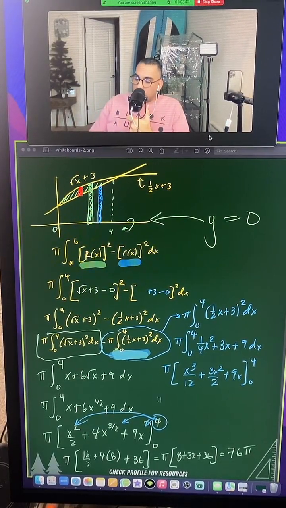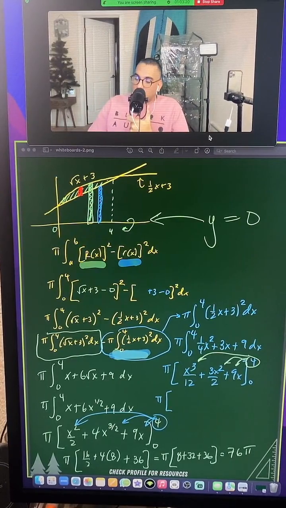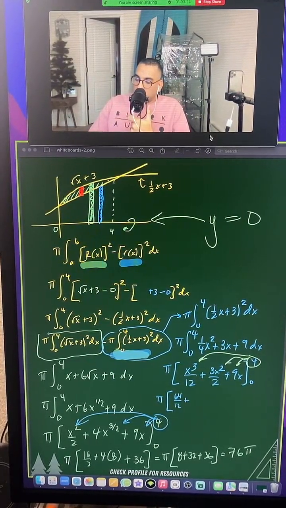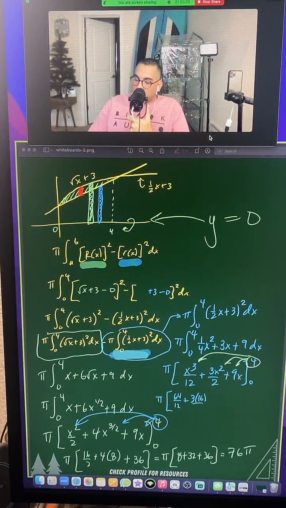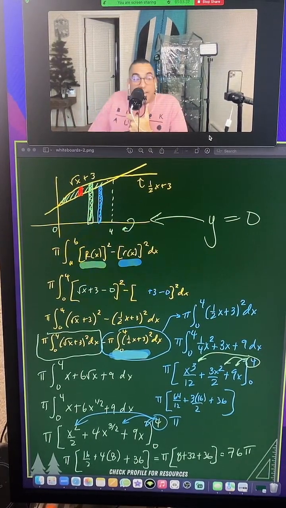All right, guys, so let's go ahead and plug this in. When I plug in the 4, I'm plugging it into everything. So that becomes 4 cubed, so 64 over 12 plus 3 times 16 over 2 plus 36. Okay, so let me simplify this, guys. I'm trying to be as cautious as I can. I can erase this. I can't make it smaller, which sucks. But luckily for us, this is our last problem.